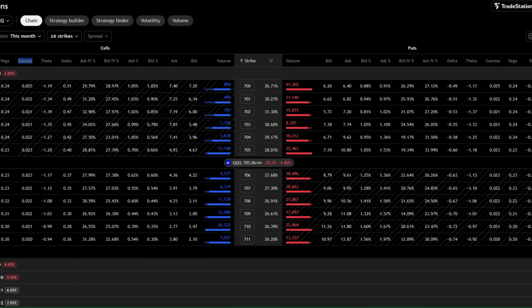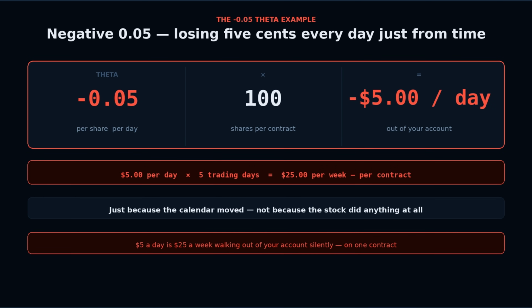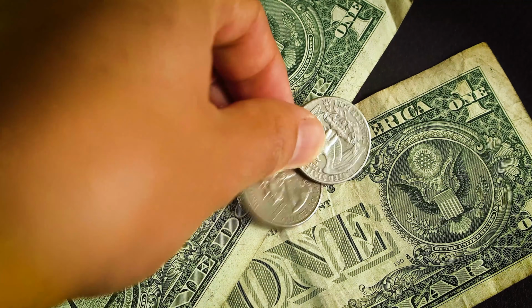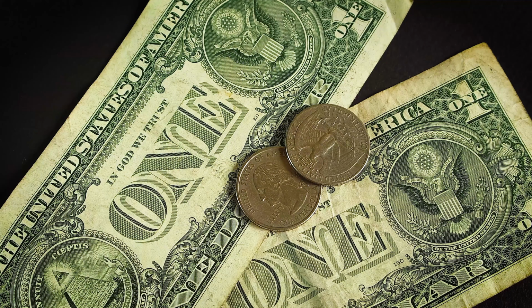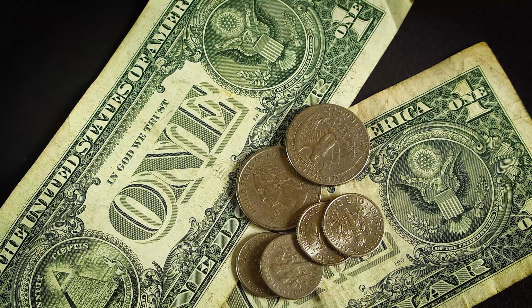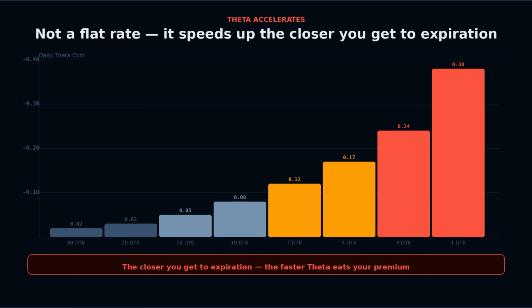With everything else staying equal, if you hold a call option that has a theta of negative 0.05, you are losing 5 cents of value on that option every single day you hold it. That might not sound like much on one contract, but remember, one contract controls 100 shares. That's $5 a day walking out of your pocket on a single contract just because the clock is ticking. And here's the thing about Theta that catches a lot of new traders off guard.